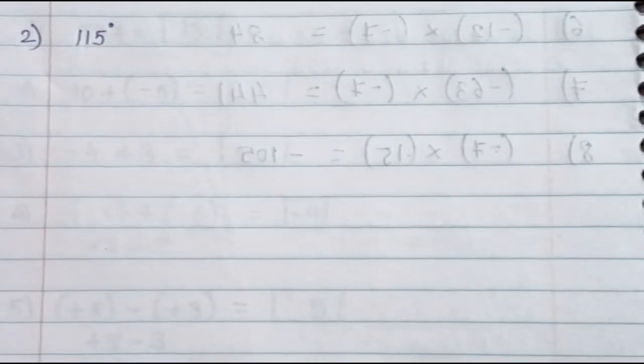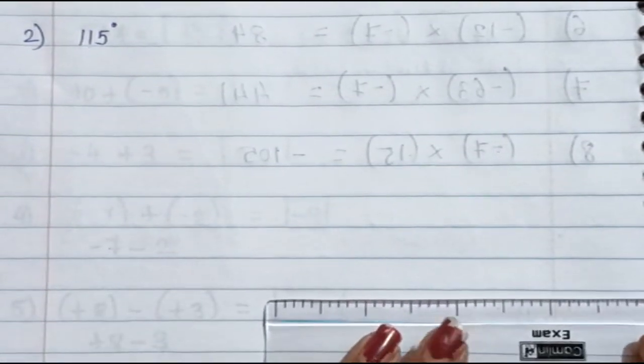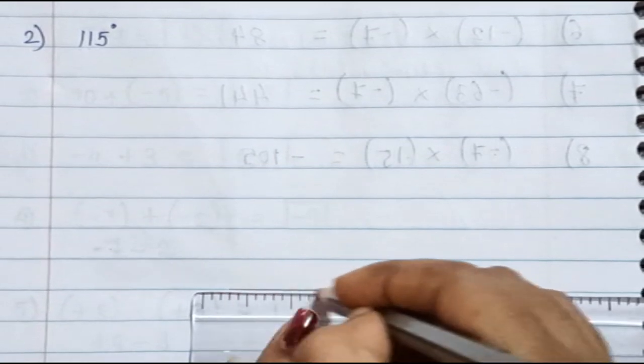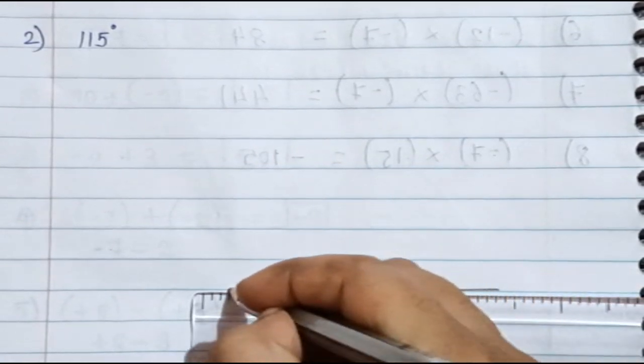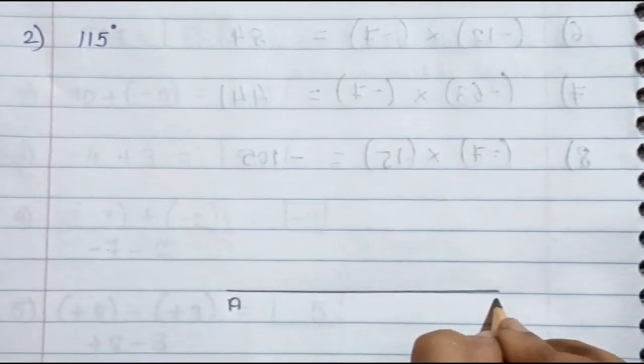Now students, here second one is 115 degree. So now here in this very first step is that we will draw again the baseline over here. I'll draw it over here. Okay, the very first thing is that first we will draw the baseline. I'll name it as A and B.